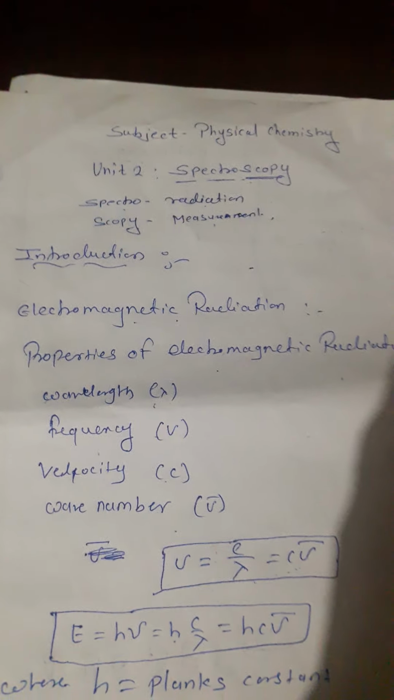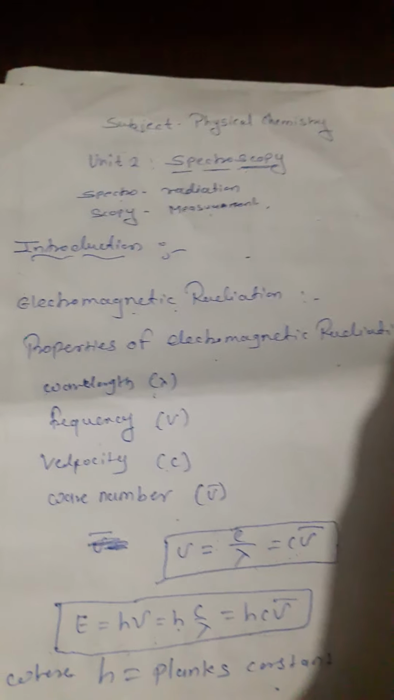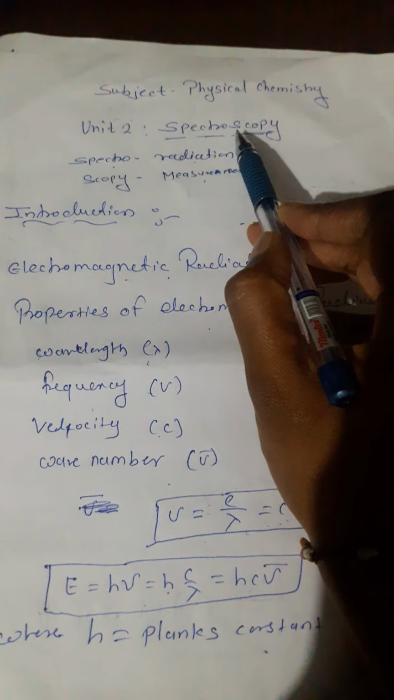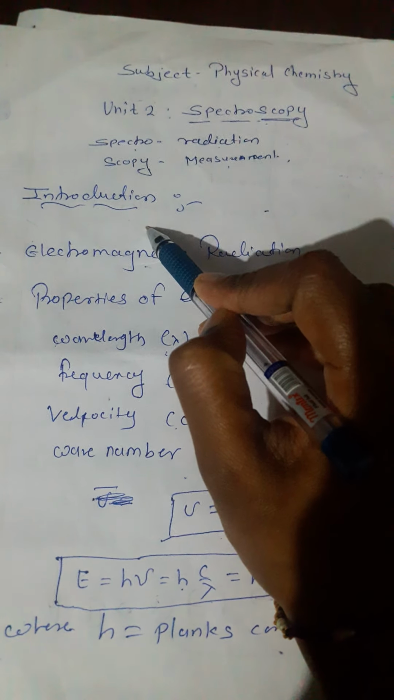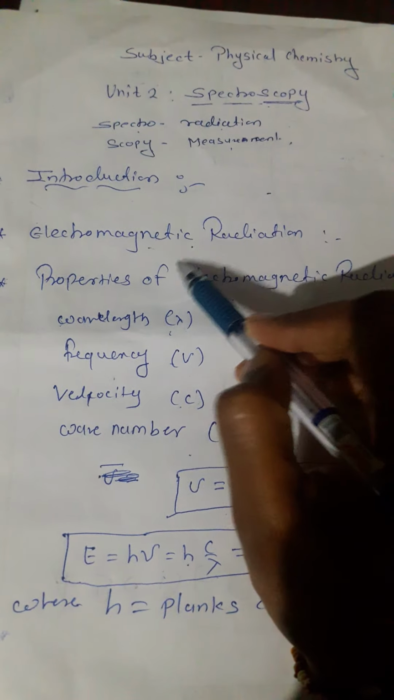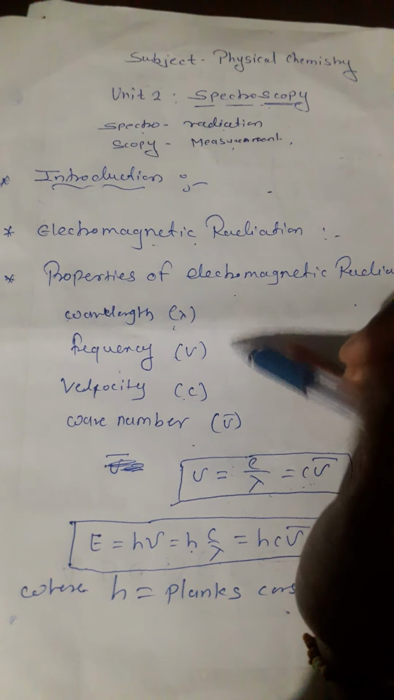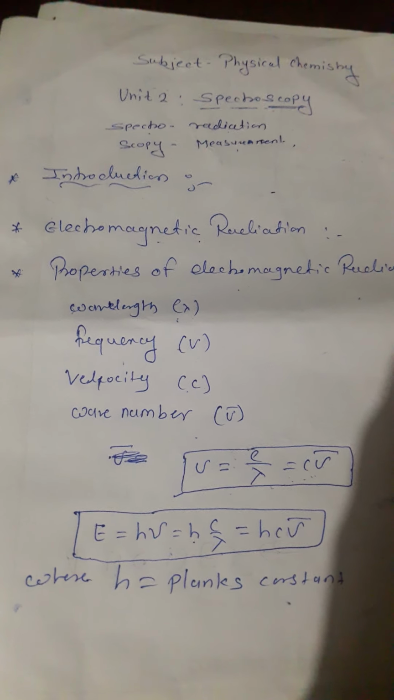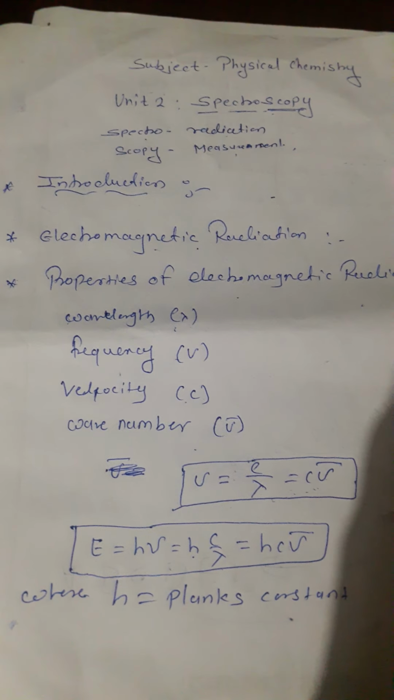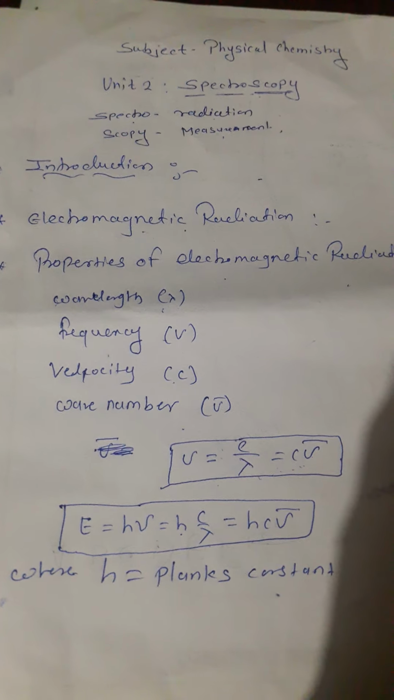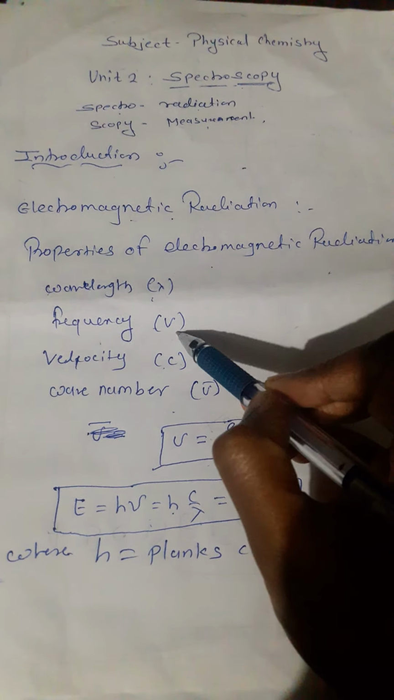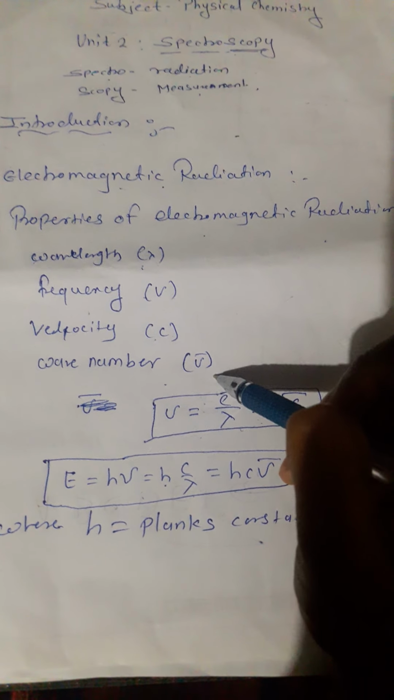Hello everyone. In the last lecture we started the topic of spectroscopy, an introduction to spectroscopy, and the properties of electromagnetic radiation. Which properties? Wavelength, frequency, velocity, and wave number.